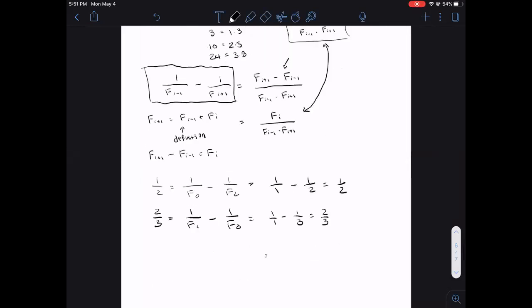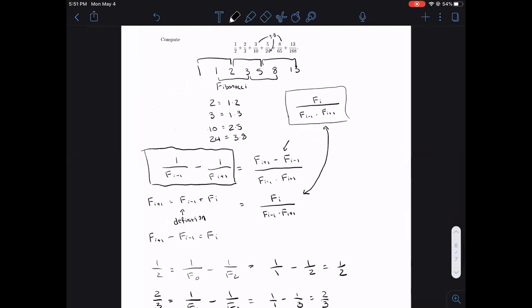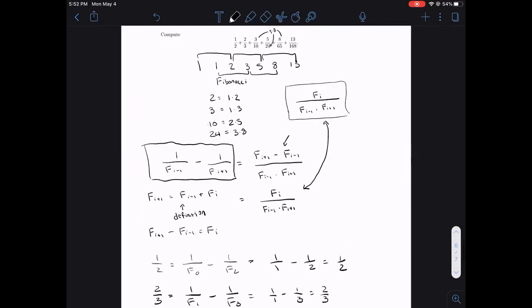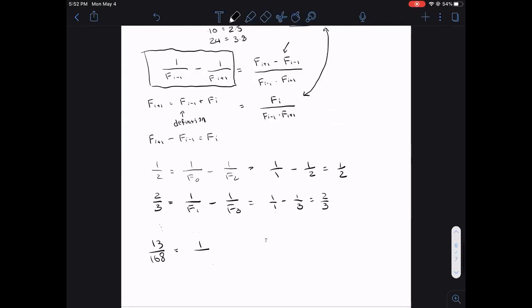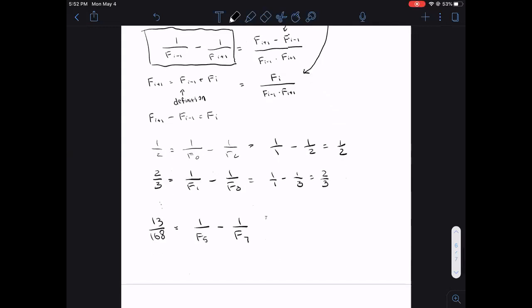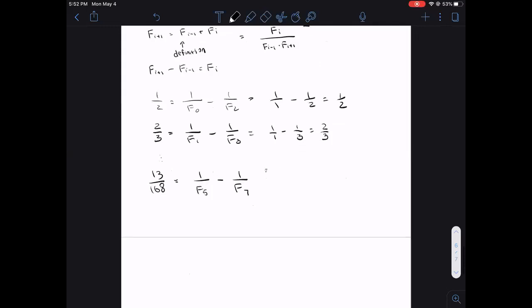And so on. We can continue writing this until 13 over 168, which is 1 over f_5 minus 1 over f_7. So when we add all these numbers up, a lot of stuff cancels, just like the last one.